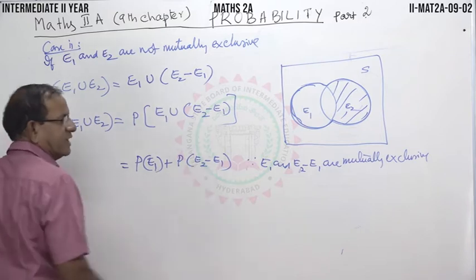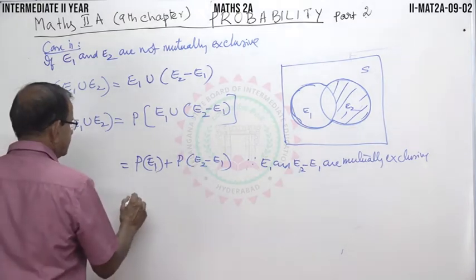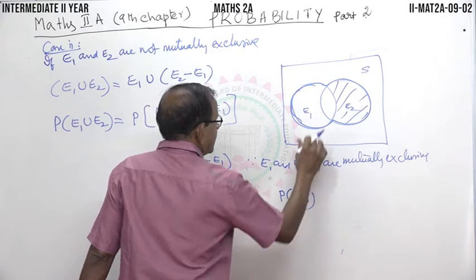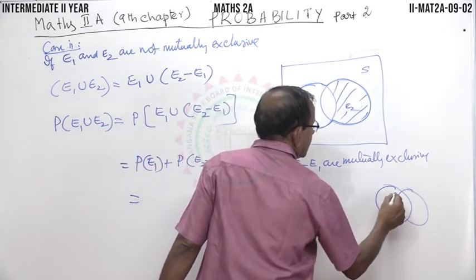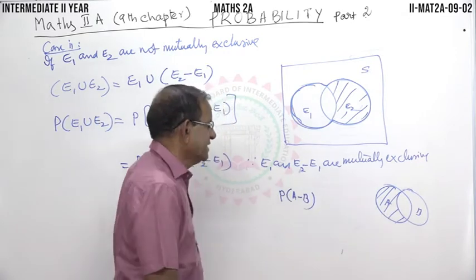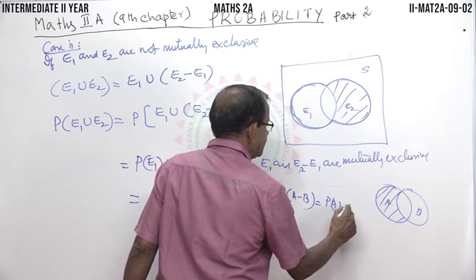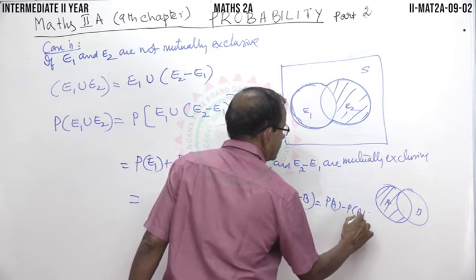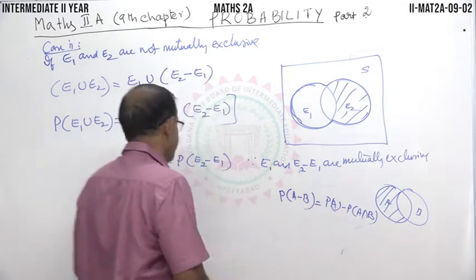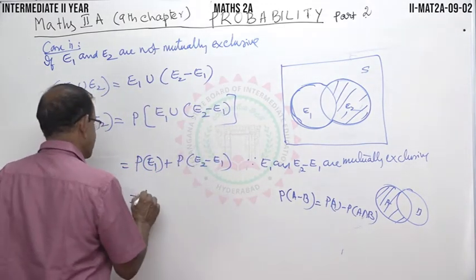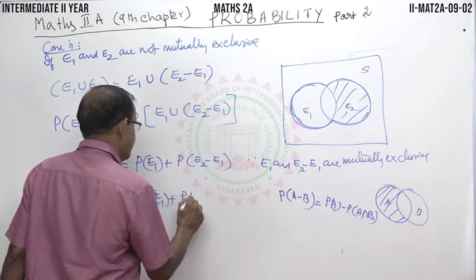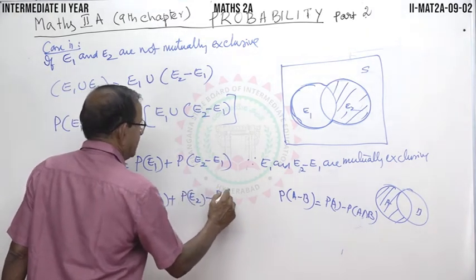Now we have to change this one, P of E2 minus E1. I told you previously, P of A minus B. This is A and this is B. A minus B is this part. P of A minus B is equal to P of A minus P of A intersection B. So by using that, you can write P of E2 minus E1 as P of E1 plus, now this is in the form of P of A minus B, that is P of E2 minus P of E1 intersection E2.